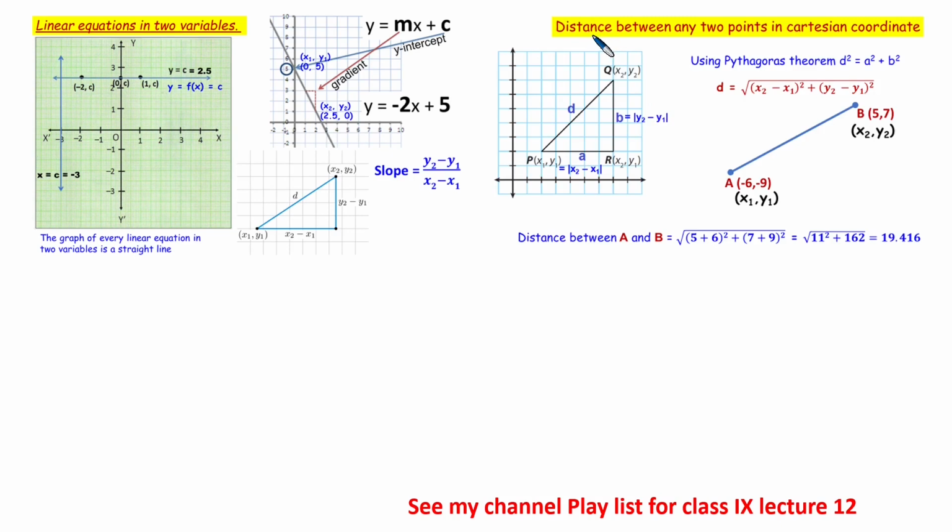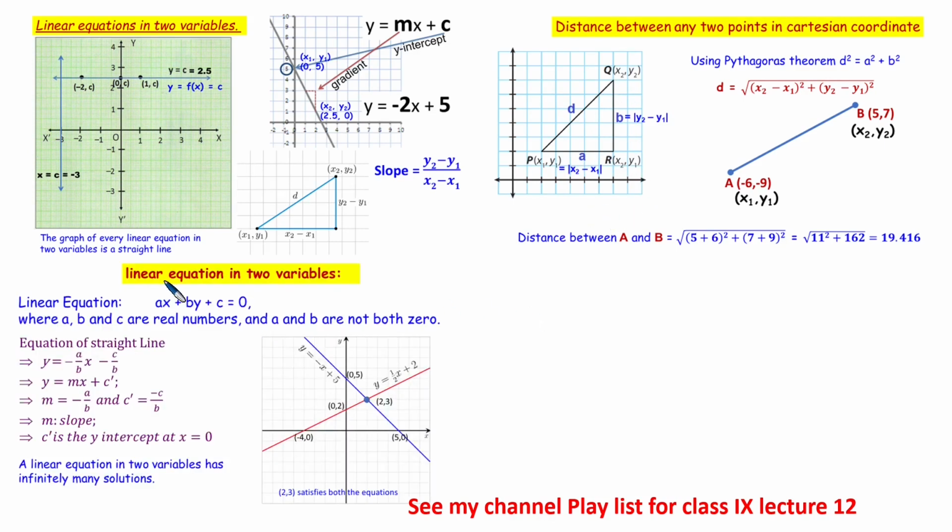And also I have told the distance between any 2 points in Cartesian coordinates. Suppose these are the 2 points, say A and B. The distance is nothing but square root of x2 minus x1 the whole square plus y2 minus y1 the whole square. This is almost like the Pythagoras theorem, that is, d square is equal to a square plus b square. That is, the hypotenuse square is the base square plus the height square of a right angle triangle.